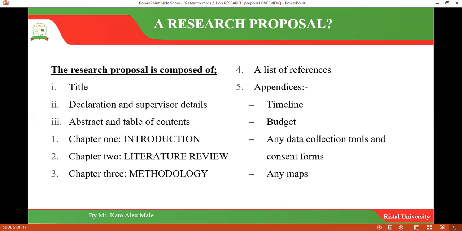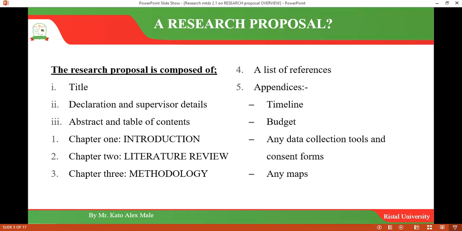In case it is a report, of course you go beyond chapter 3. You proceed to chapter 4 to tell us about the results and the findings. You get it? But now it is still a proposal. You just give us the list of references and then the appendices. The appendices include the timeline, that is the work plan, and then the research budget, any data collection tools, and the consent forms.